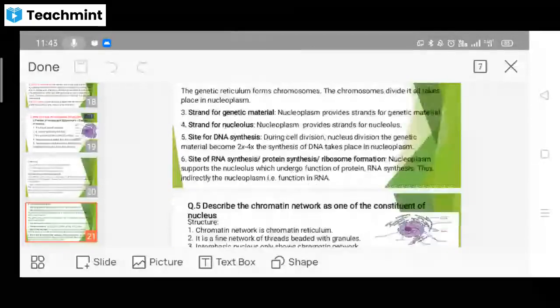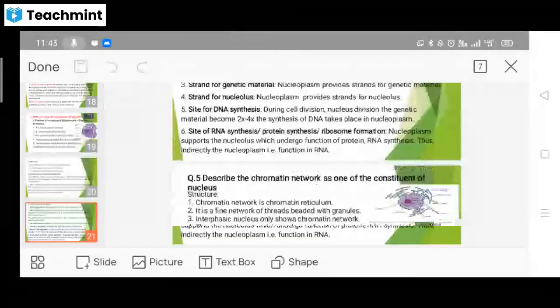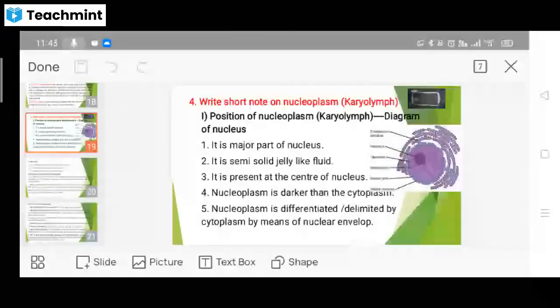Then next, the chromatin network. But I want to show one video. In that, you have to see the parts of the nucleus and how they actually work. So I will play this video.